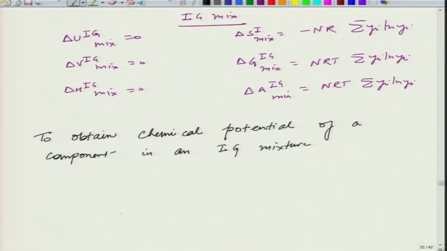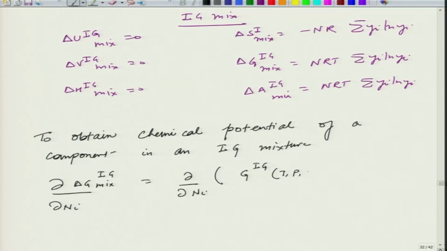So, how do you do that? Let us start with the basic definition. I am going to take the partial derivative of delta G IG mix with respect to Ni, which is del by del Ni. By definition, delta G mix we know is G of IG, and since it is a mixture, let us assume that it is more than one component, minus summation Ni mu i. This is for ideal gas at temperature T, P, and this is for the pure i. Let me use a different symbol here for this.